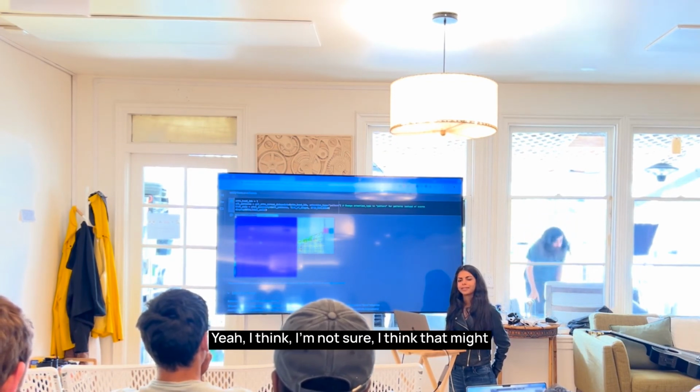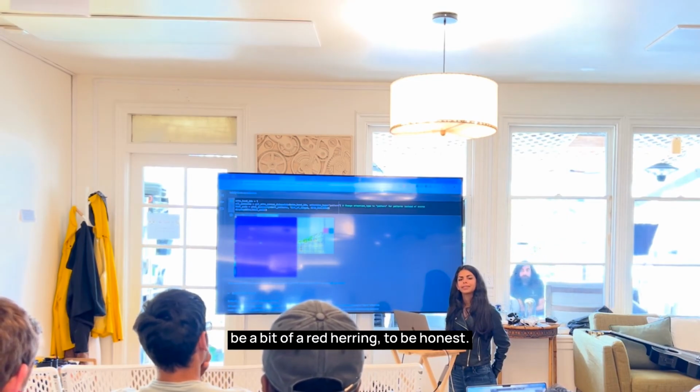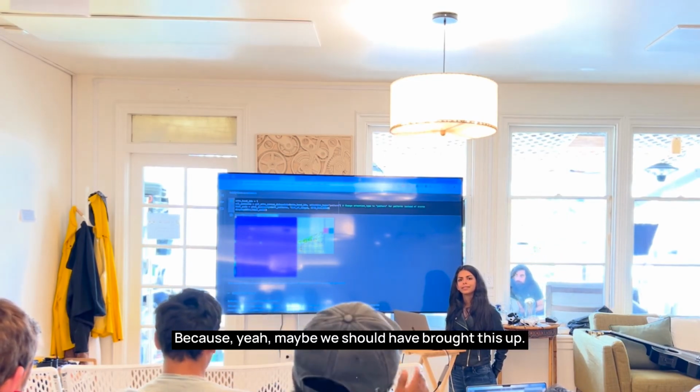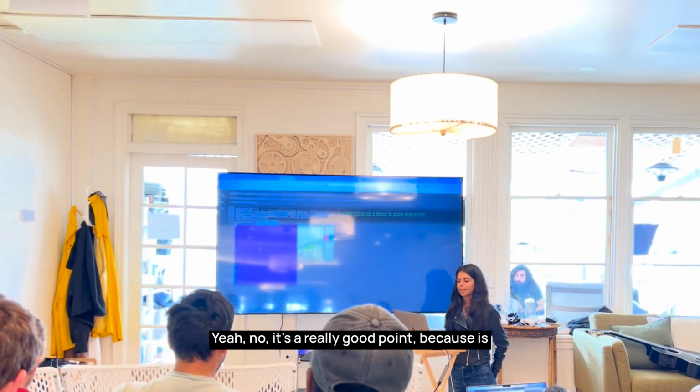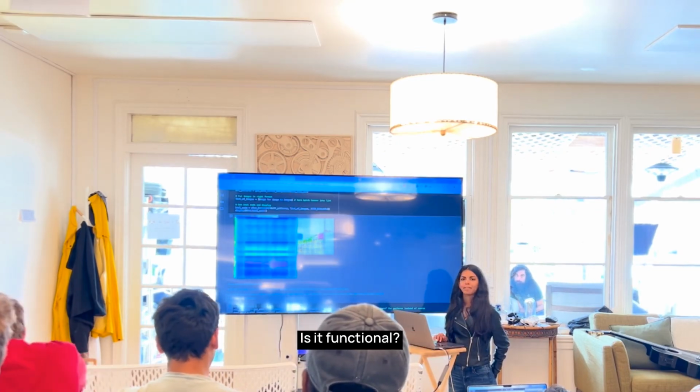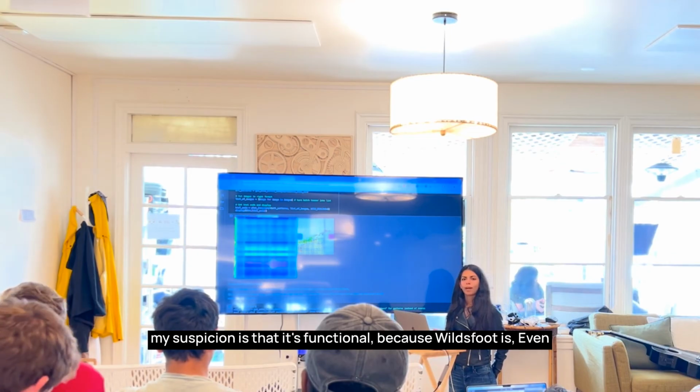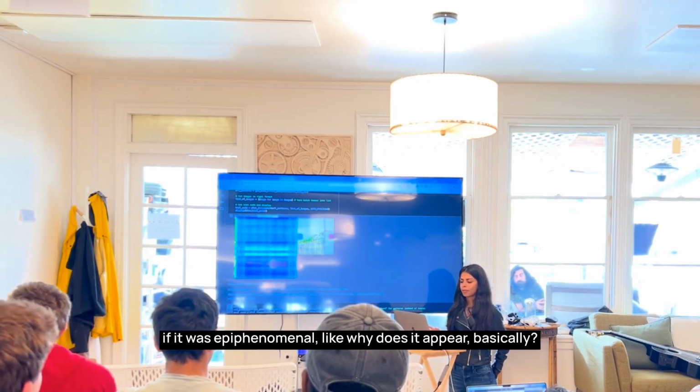Yeah, I think that might be a bit of a red herring, to be honest, because maybe we should talk about this after. Yeah, no, it's a really good point, because is this a red herring, or is it functional? My suspicion is that it's functional, because why else would it appear, even if it was that phenomenal? Why does it appear?